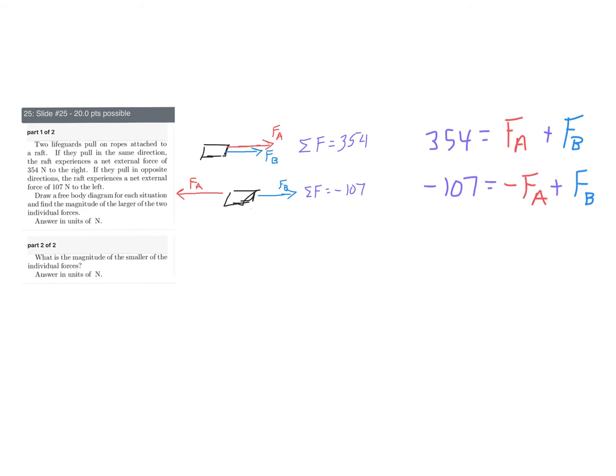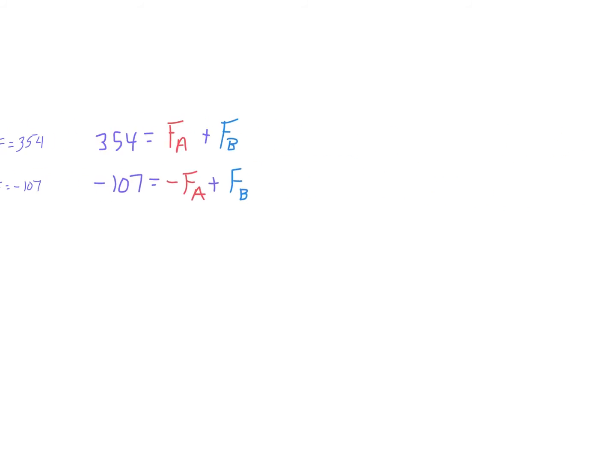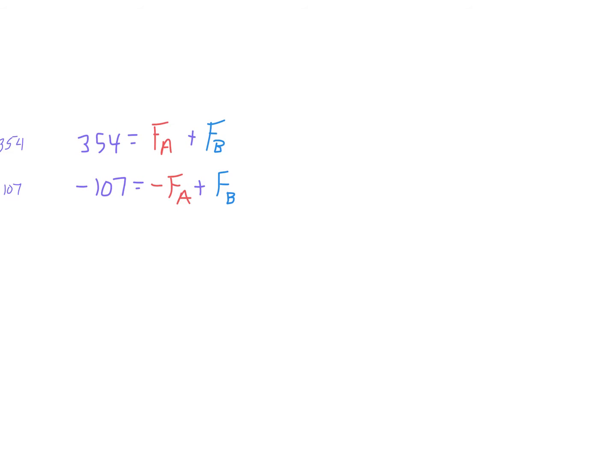So let's go ahead and manipulate the bottom equation. So if we move this around to solve for FB. So FB is going to be equal to FA, we're going to move to the left-hand side, so FA is going to become positive, and then we're still subtracting 107. So this is what force B is equal to. We're going to take that and we're going to substitute it in here in place of force B.